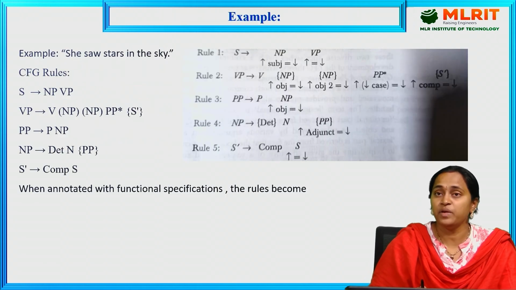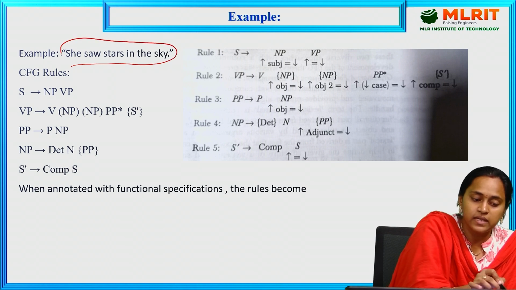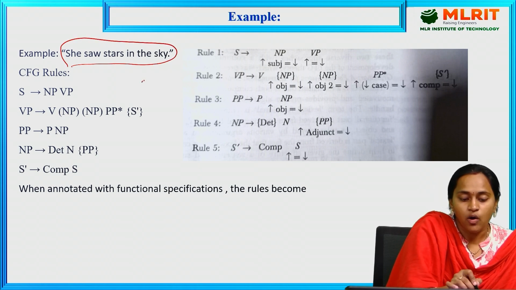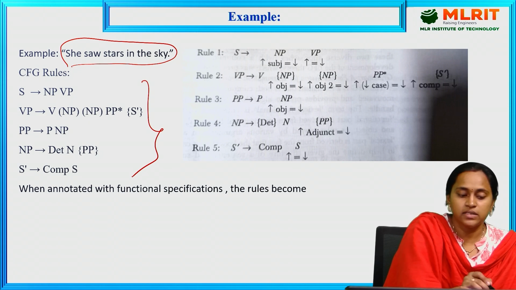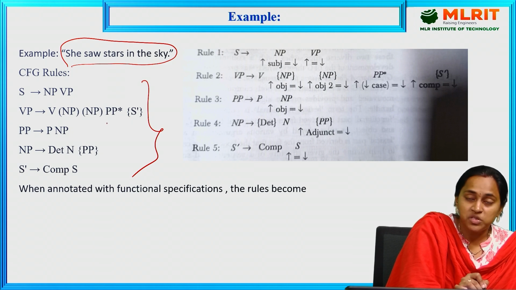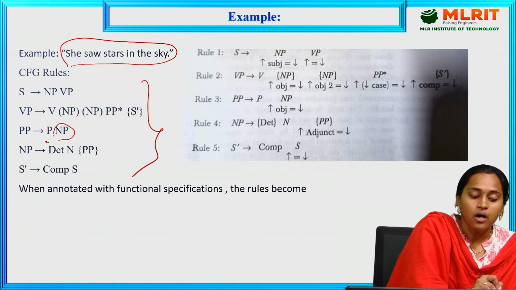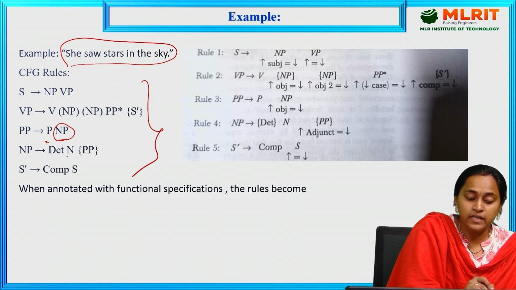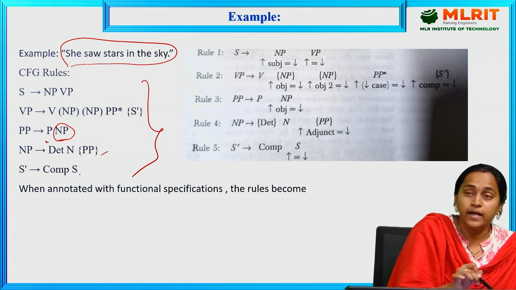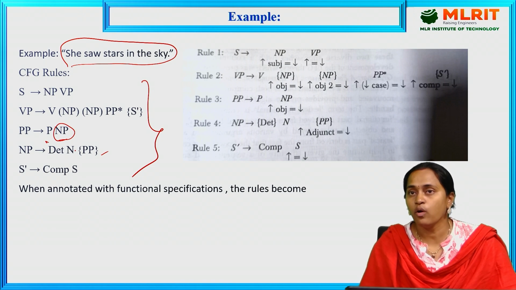Let's see an example. Here I am taking one sentence: He saw stars in the sky. There are some context-free grammar rules. S contains a noun phrase and a verb phrase. The verb phrase contains a verb, a noun phrase, a prepositional phrase, and some S clause. The prepositional phrase contains a preposition and a noun phrase. The noun phrase contains a determiner and a prepositional phrase. The S clause contains the complement and structure. This is the overall meaning of the rules we have to follow in context-free grammar, right?